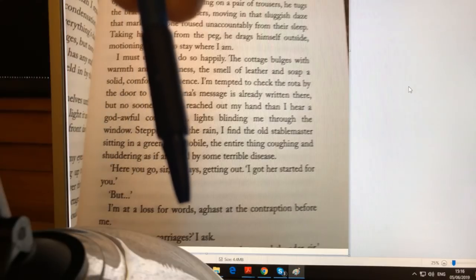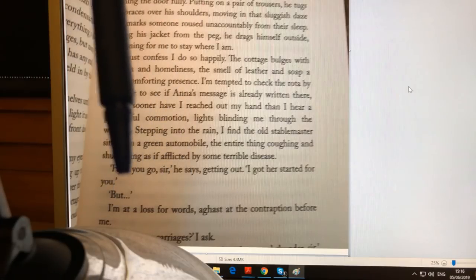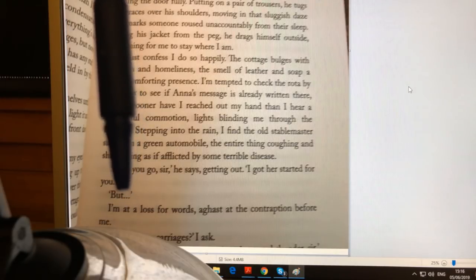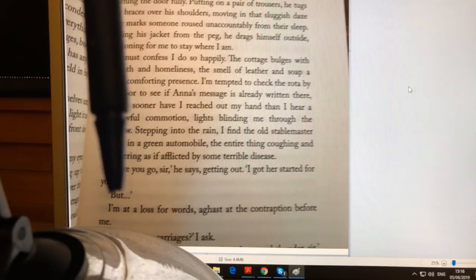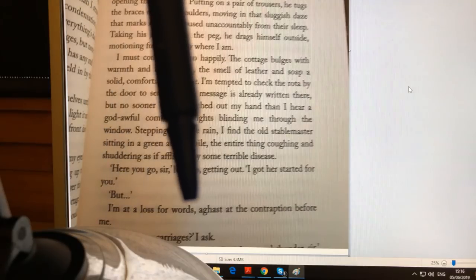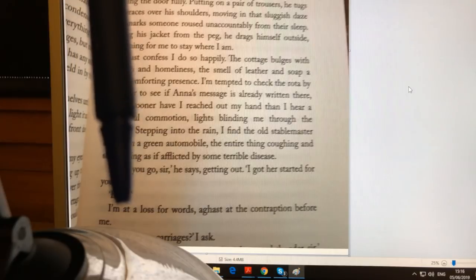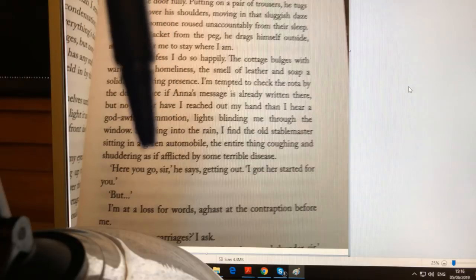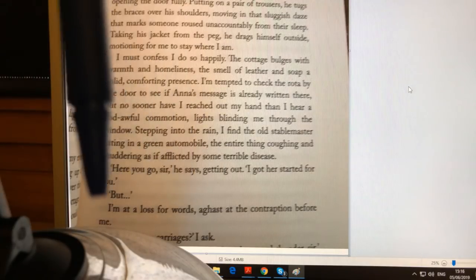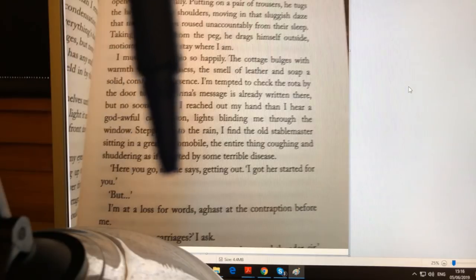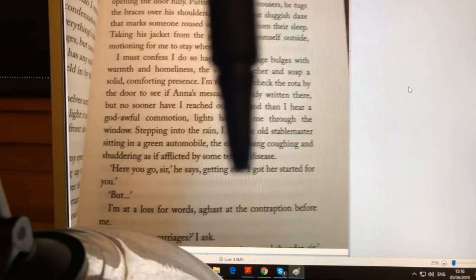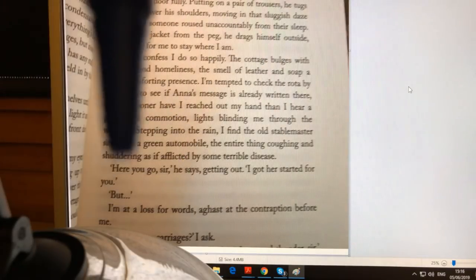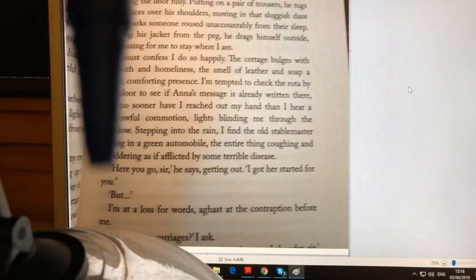So, at a loss for words is describing the I. It's a prepositional phrase because it starts with a preposition, but prepositional phrases can function as adjectives or as adverbs. Now, this at a loss for words is describing the subject of to be, so it is an adjectival phrase describing the I. And I am aghast at the contraption before me. Now, aghast is clearly describing the I as well. In fact, all of this is another adjectival phrase describing the I.